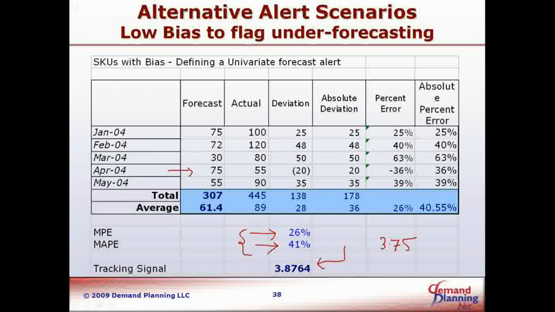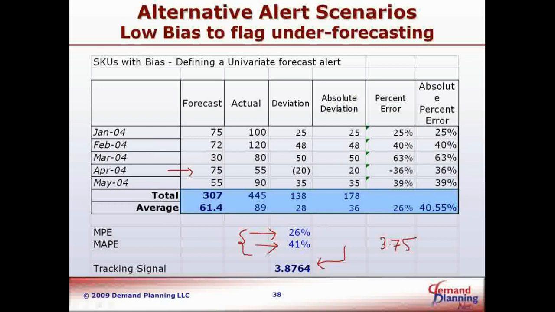Now, if you calculate the tracking signal using the normal methodology, the tracking signal is 3.8764, and a tracking signal above 3.75 means there is a persistent bias, right? In some sense, the tracking signal is calculated as a ratio of these two. There is a scale between these two, and that's how tracking signal is defined, right?